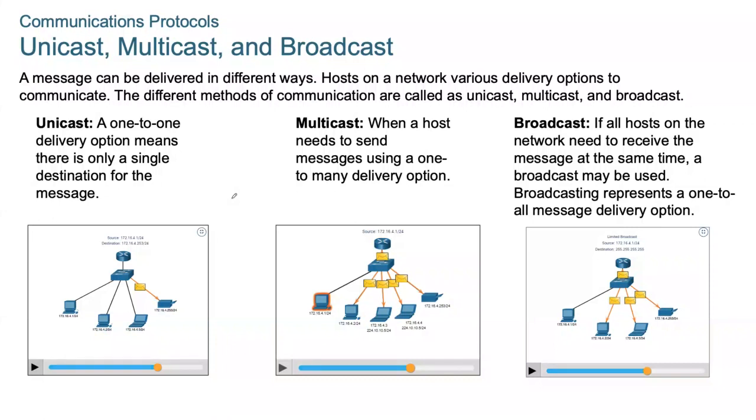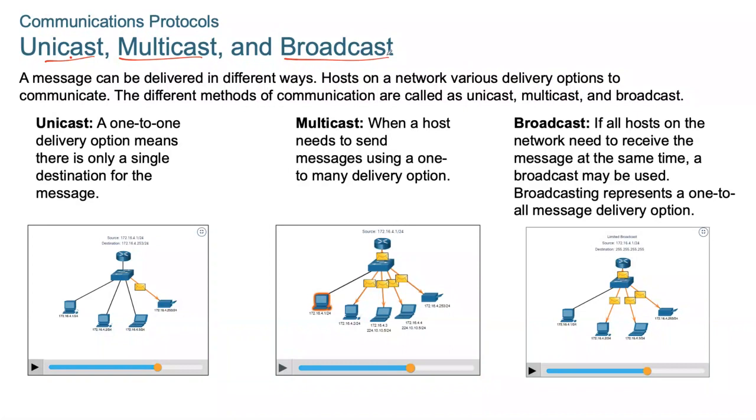So the message can be delivered in different ways in the network. Sometimes a person wants to communicate information to a single individual, or at other times the person may need to send information to a group of people at the same time, or even to all people in the same area. So the hosts on a network use similar delivery options to communicate. These methods of communication are called Unicast, Multicast, and Broadcast.